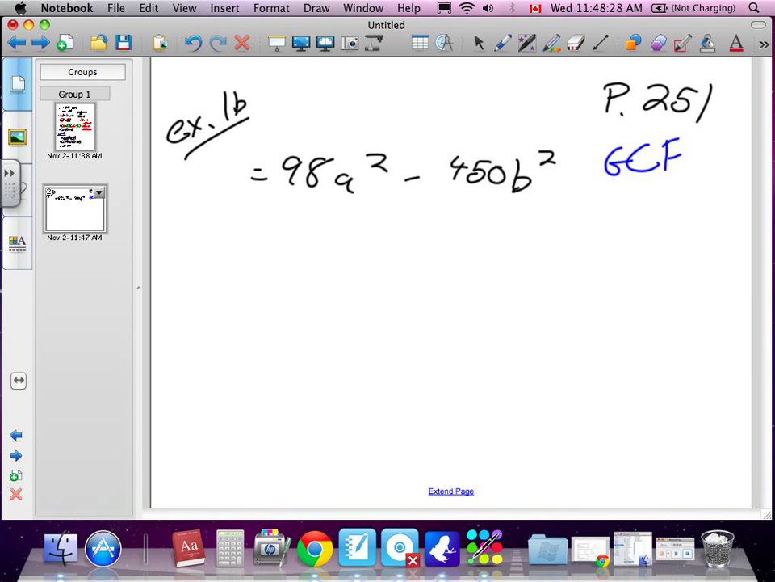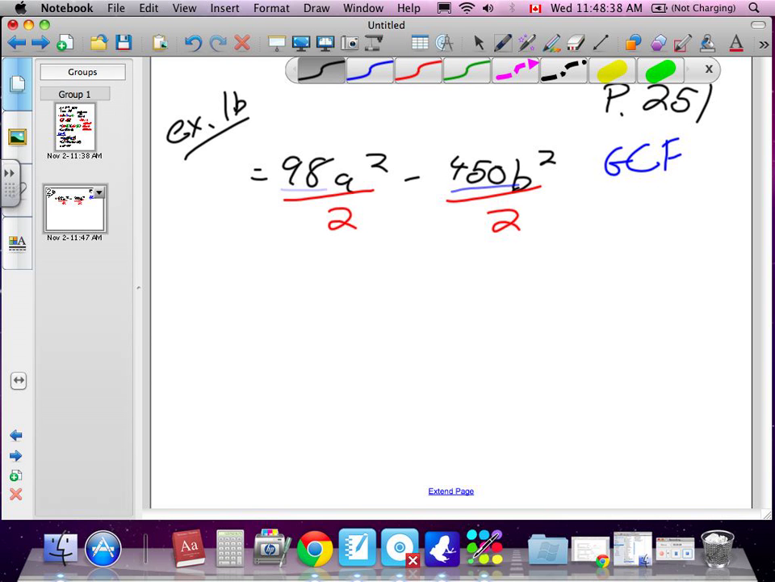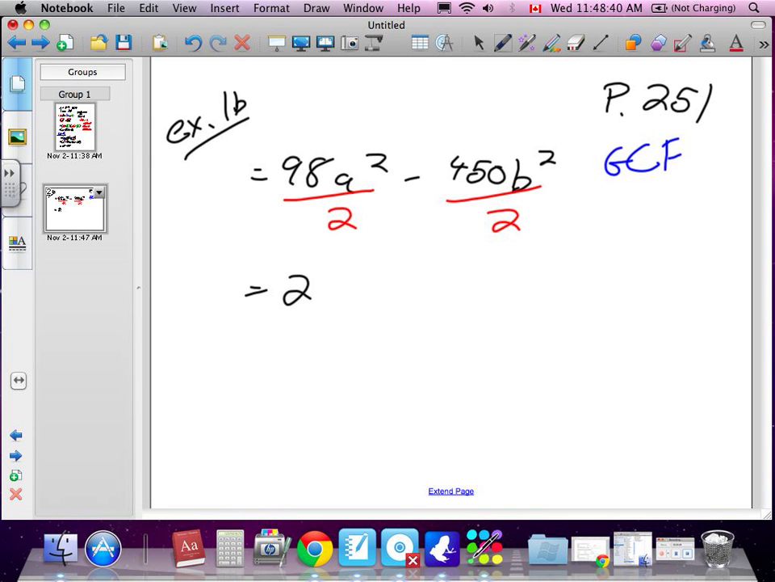How about 98 and 450? 2. I can take 2 out. So I know I'm going to divide both of these by 2. When I divide by 2, the 2 goes to the outside. 98 divided by 2 gives us 49a squared minus 225b squared.